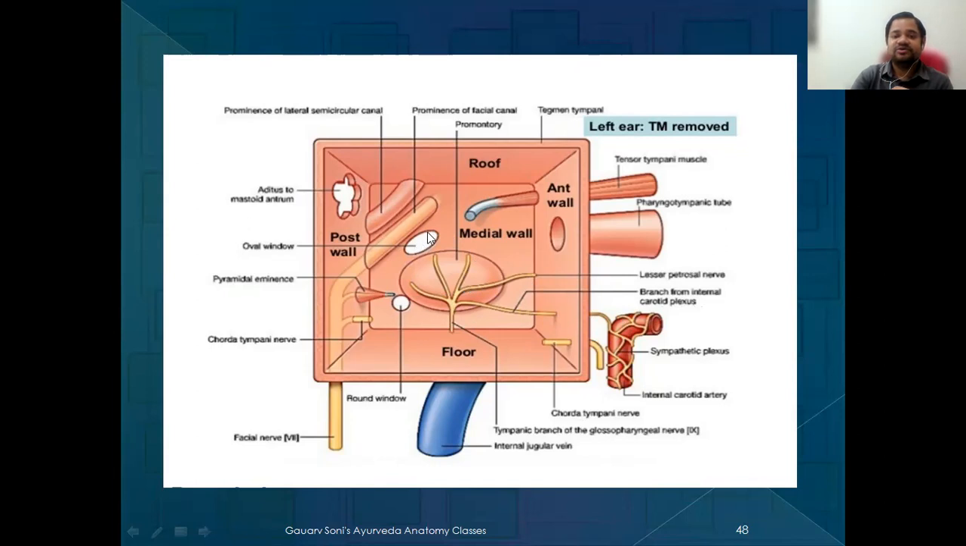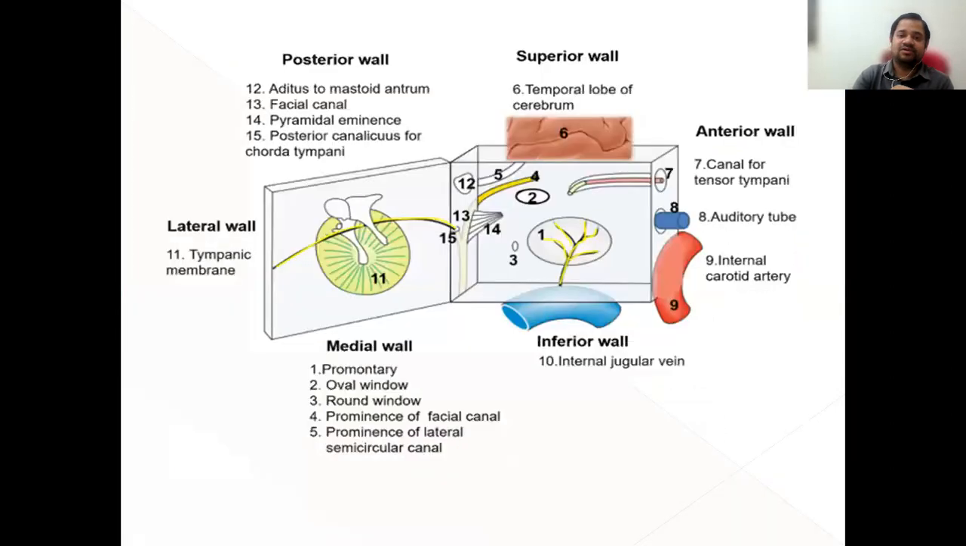Then you can see a window. There is the oval window. Above the oval window, there is one prominence for the facial canal. Above that prominence, there is the prominence for the lateral semicircular canal. On the lower side, the round window is present here. So all these characters are of the medial wall, or you can understand it as the labyrinthine wall.